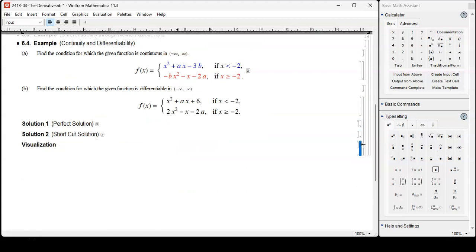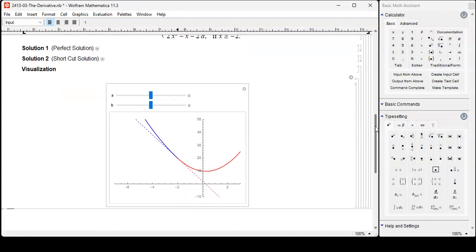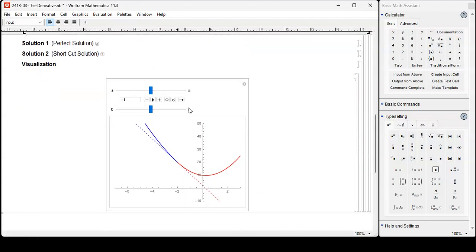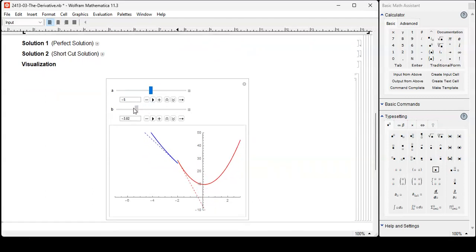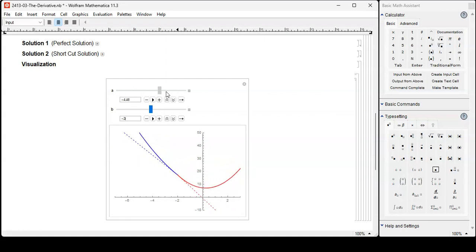Do you have enough time for a visualization? Well, let's see. So, changing the b value, we get discontinuity, and then at b equals -2 precisely, we have continuity. Now fix this, and then change the a value. We do not lose continuity because b is now fixed at -2. And then, when the a value is -5, that's when we have the differentiability. Yes, we have the tangency.